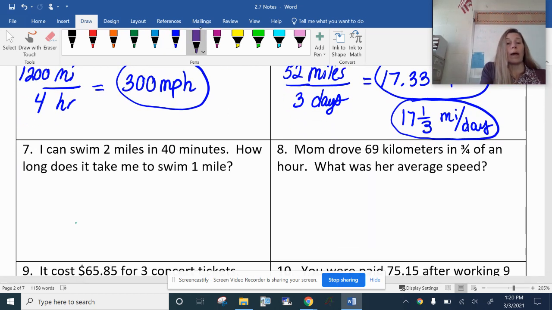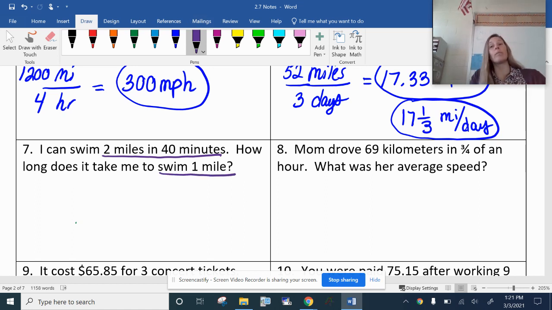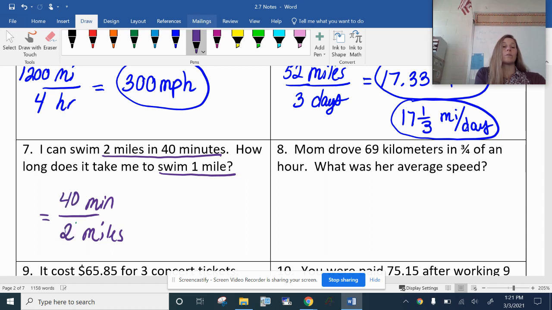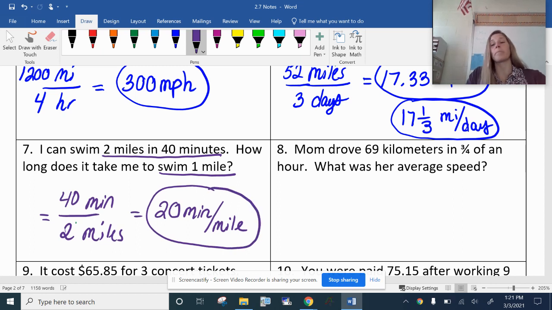I can swim 2 miles in 40 minutes. How long does it take me to swim 1 mile? So we've been used to putting the miles on the top, but this is an example where the miles are going to go on the bottom because the unit here is 1 mile. That tells me that the miles are going to go on the bottom because it says how long for 1 mile. So that would mean that the minutes is going to have to go on the top. So 40 minutes for 2 miles. And if we divide that, we would get 20 minutes per mile. So we want to know what is our rate there.